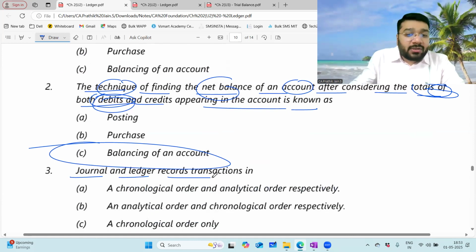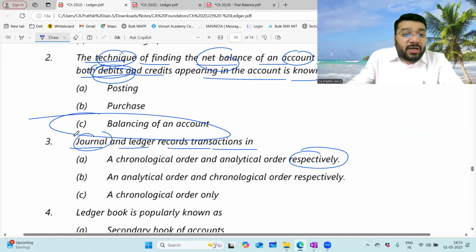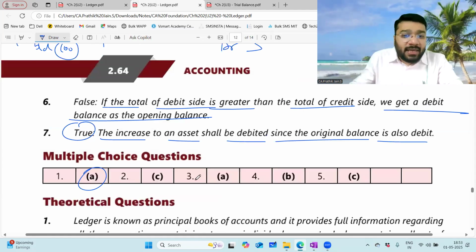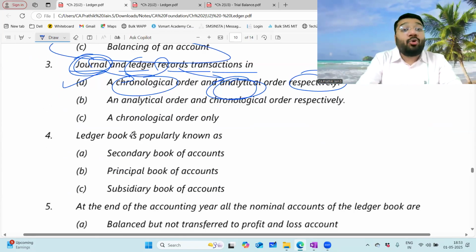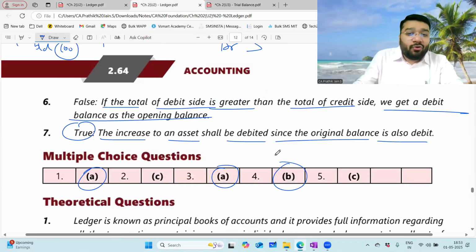Journal and ledger record the transactions. The word respectively means what? If the journal is given first, the first item is for the first item, and the second item is for the second item. So journal, chronological; ledger, analytical. So what is the right answer? A is the right answer. 3A. Any problem? Ledger book is popularly known as Principal Book of Accounts. 4B.